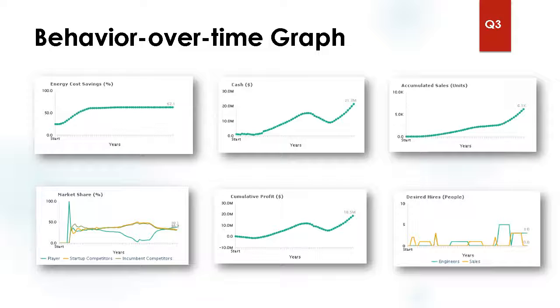Desired hires. The number of salespeople was increased to capture the market. As the competitors came in, product improvement was necessary to keep up. So more engineers were hired, and by the end, both numbers stabilized.